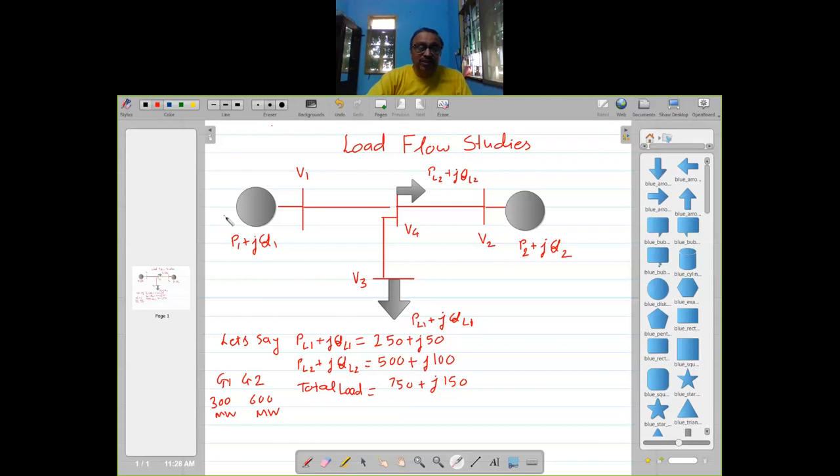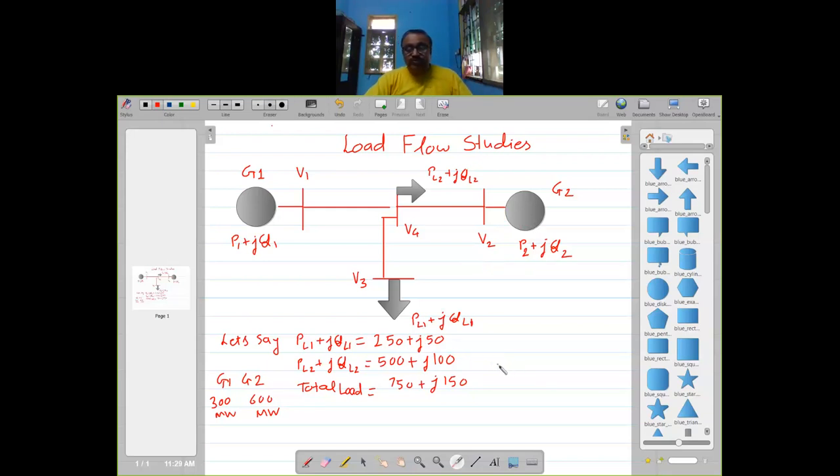Now the generation capacity of generator G1, let me write G1 here. So this is generator G1 and this is generator G2. The capacity of G1 is 300 megawatt and G2 is 600 megawatt. So from this generator we can get a maximum of 300. From this generator we can get a maximum of 600.